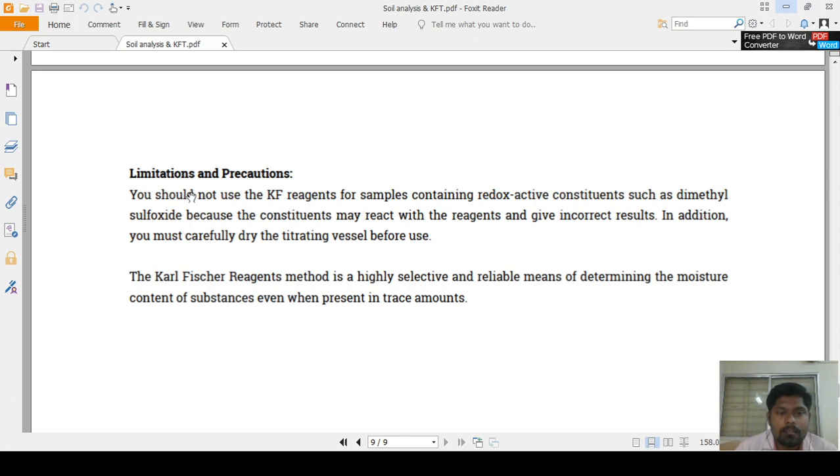What are the limitations? We should not use the Karl-Fischer reagent for samples containing redox active constituents like dimethyl sulfoxide. Why? The constituent may react with the reagent and give incorrect results. In addition, we must carefully dry the titrating vessels before use. The Karl-Fischer reagent method is a highly selective and reliable means of determining the moisture content of a substance even when present in trace amounts. So that is about the Karl-Fischer reagent and its use, and some limitations and precautions also.